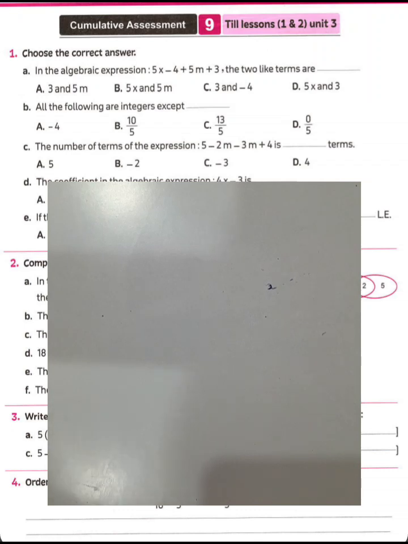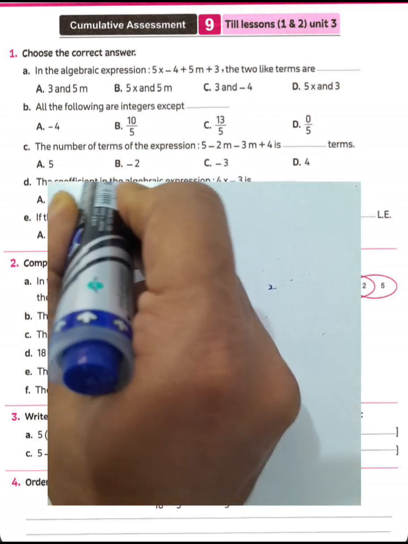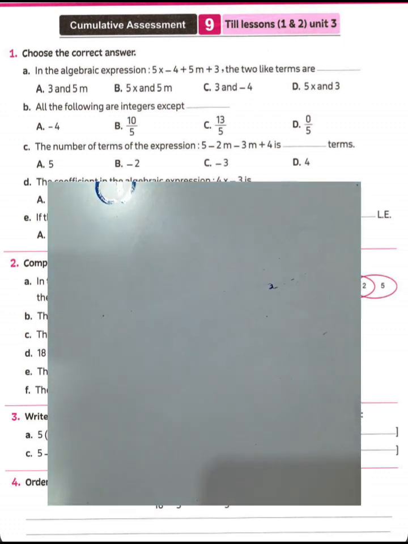Today we will solve cumulative assessment number 9, lessons 1 and 2, unit 3. Look at question number 1 with me. Choose the correct answer. Letter A.